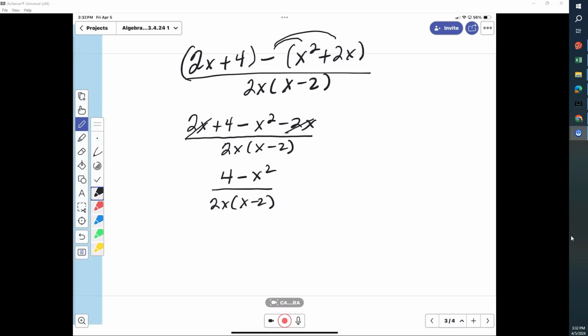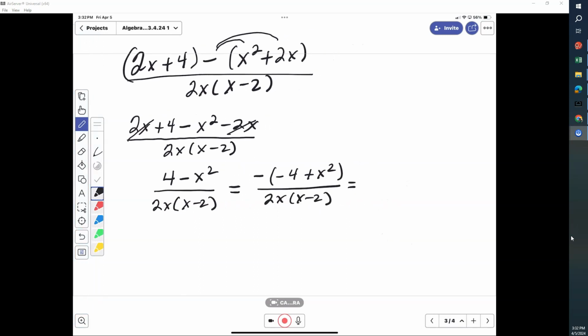And I really don't like to have 4 minus x squared. So what I'm going to do is factor out a negative. So I'm going to have a negative, and when you turn it around like that, it's x squared minus 4, over 2x times x minus 2.